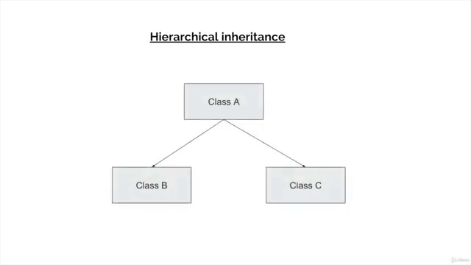Let's take a look at hierarchical inheritance. Hierarchical inheritance is the relation that looks something like this. Your class B is extending A and class C is also extending A. So A is the parent class of two classes, and this is an example of hierarchical inheritance in Java.